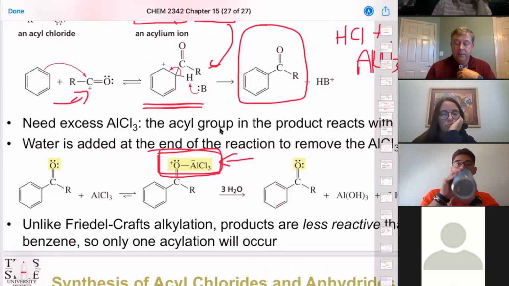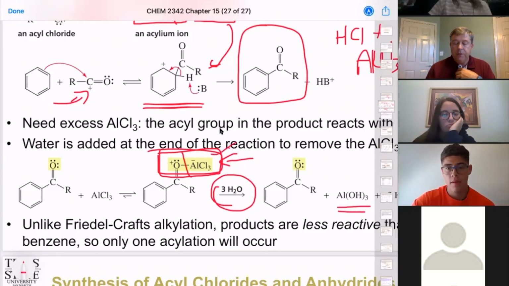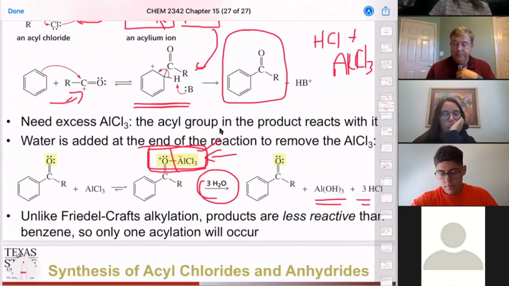Now this is why we always quench with water, because we have to break up this complex here, and then we end up generating aluminum hydroxide and a whole bunch of HCl at the end of the product, okay?